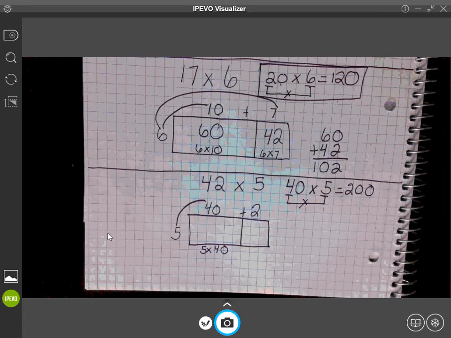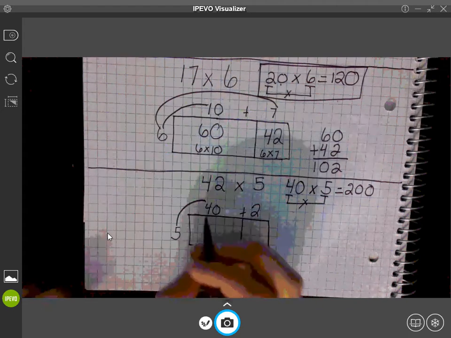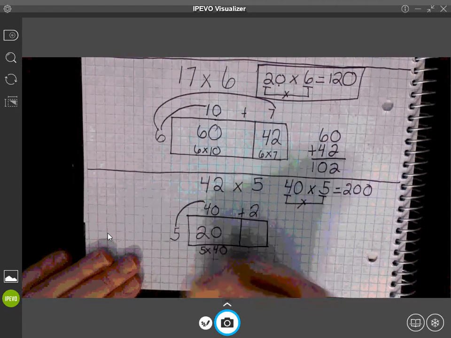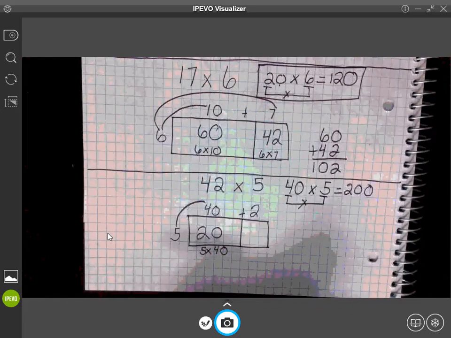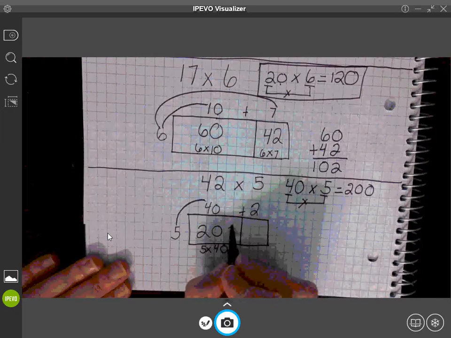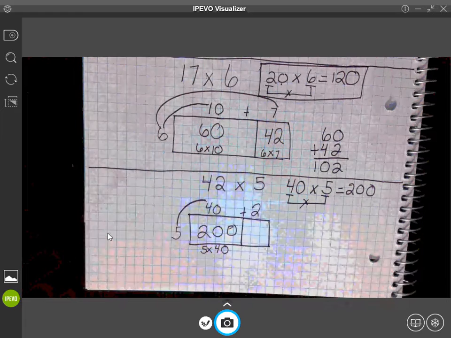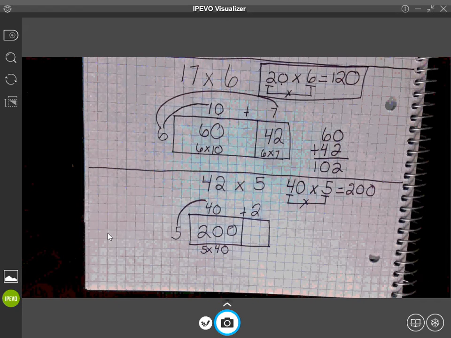5 times 4 is 20, so just add a 0 and it's 200. Right, where is that 0 coming from that you're just adding? The 40. Can the 5 give a 0? No, because it doesn't have a 0 attached to it. All right, now let's look at the next one.